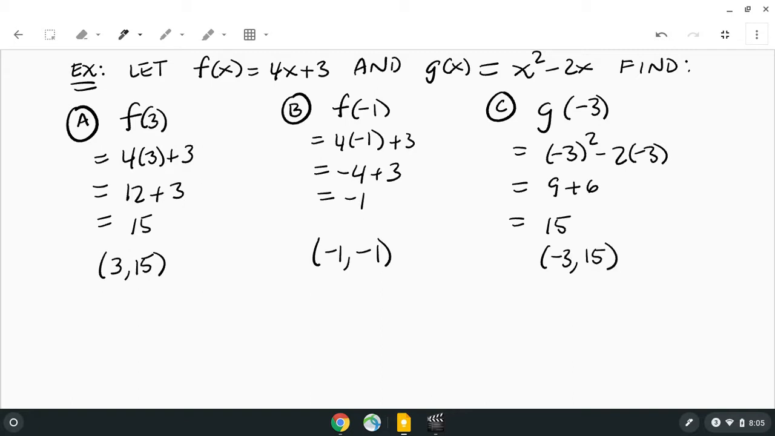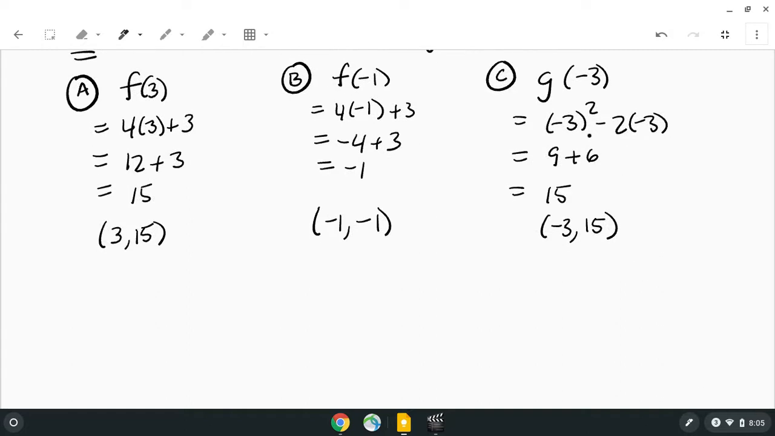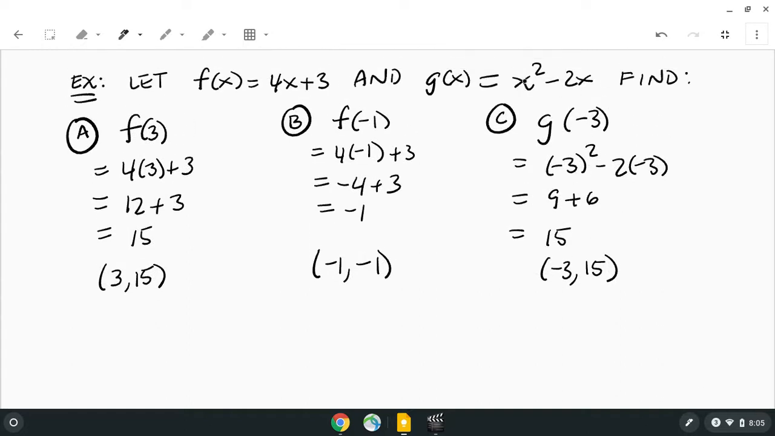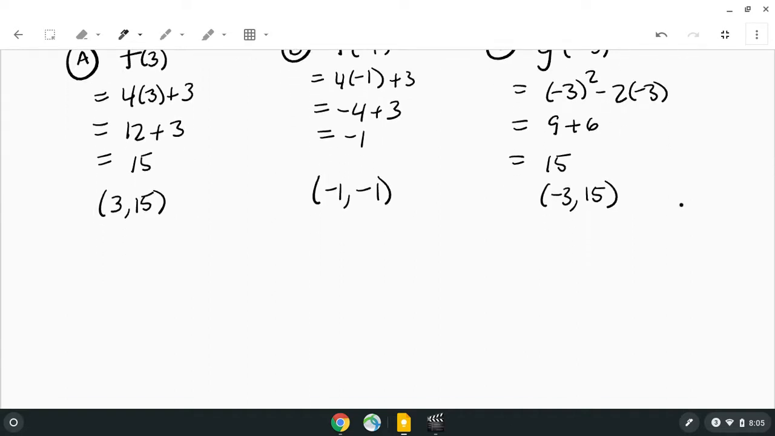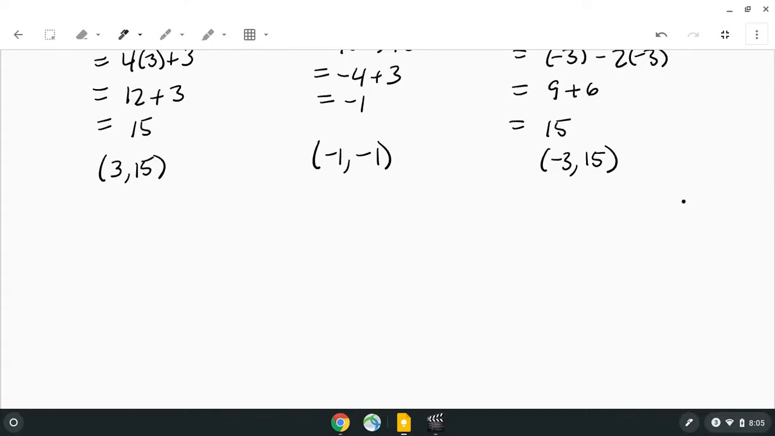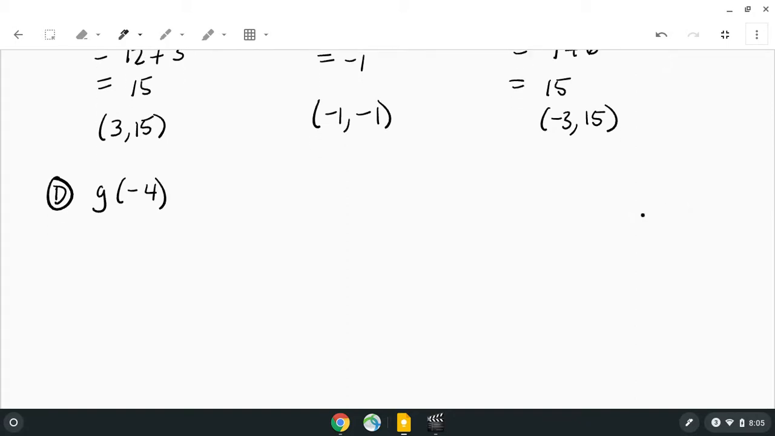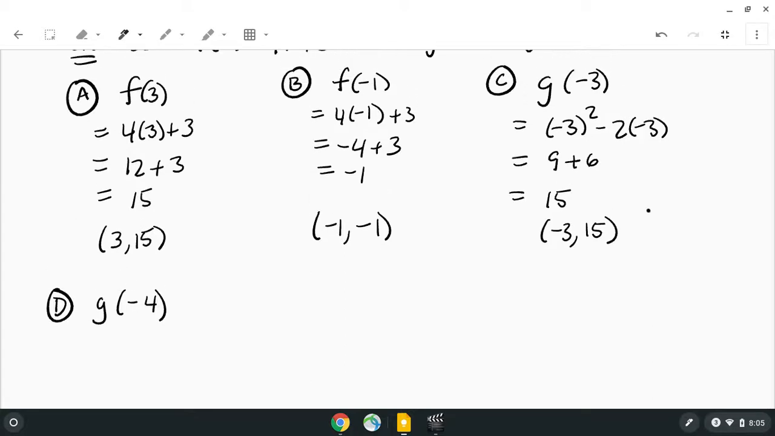Okay. All right. So over here, especially when you have squares, use parentheses so you don't forget to square the negative. Okay. Always use parentheses. It's always a good habit. All right. So go ahead and try this one. g of -4. Okay. Hit the pause button.